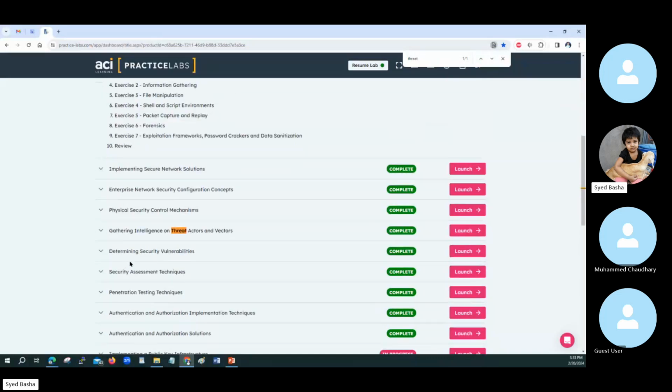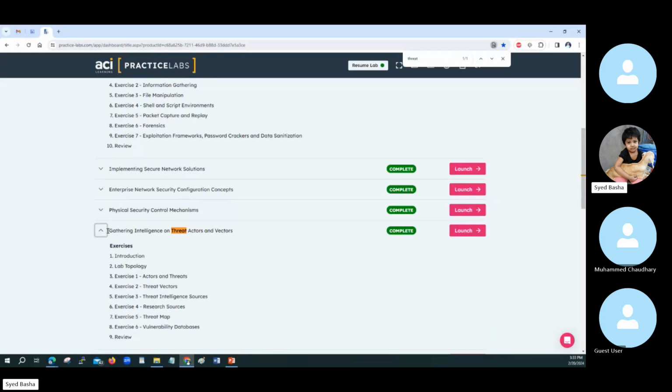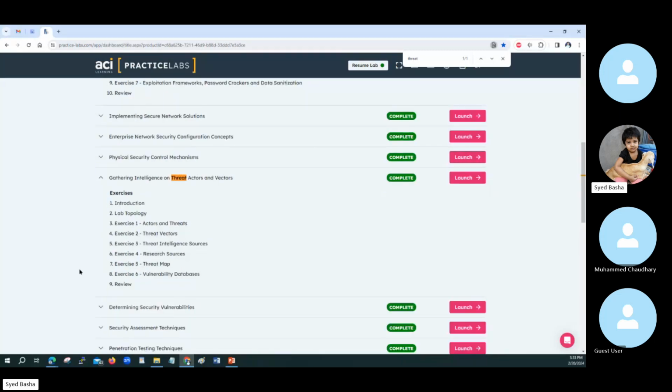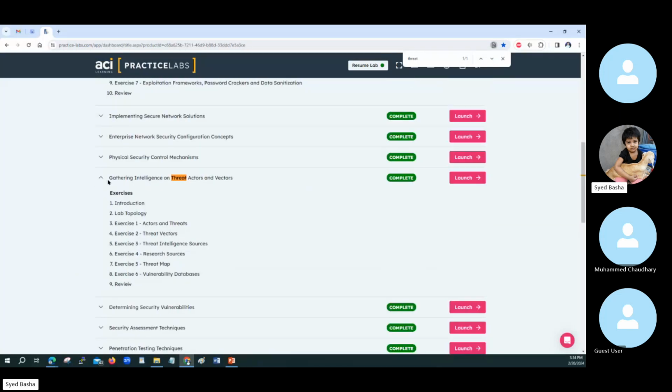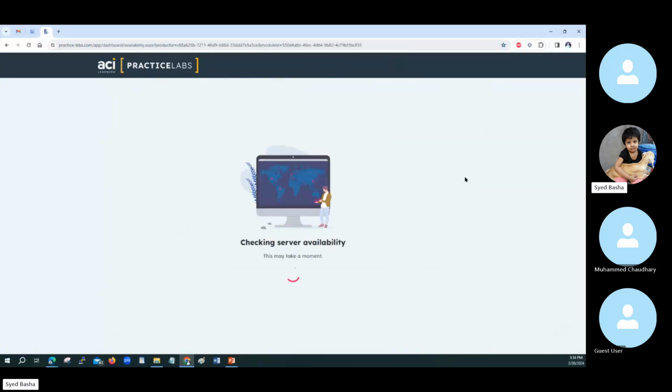So this is what our class today is about: gathering intelligence on threat actors and threat vectors. I want you to do this lab, inshallah, before you come to the next class. So let me get into this lab, gathering intelligence on threat actors. I'm going to launch this lab.